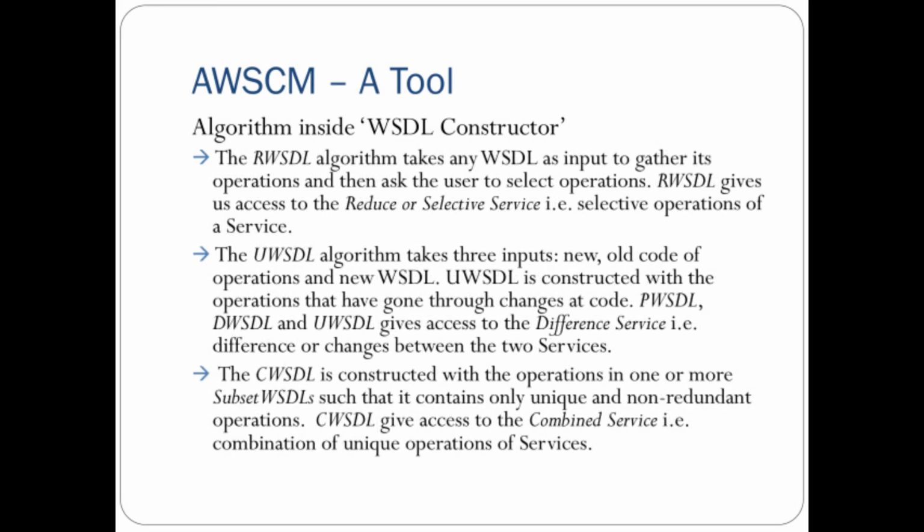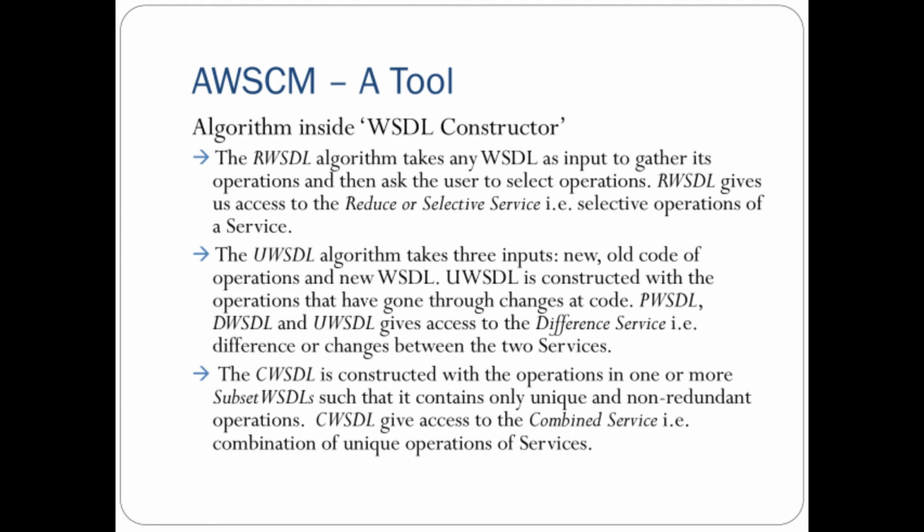Then this is how these algorithms are used for capturing the RWSDL, the UWSDL, and the CWSDL. The RWSDL basically gathers the input of all the operations, and it asks the user to select some of the operations. So the user selects the operations that he or she wants to analyze in the web service, and the RWSDL is constructed. RWSDL means reduced or selective service analysis. This RWSDL is helpful in reduced or selective service analysis with the help of selective operations occurring in the service.